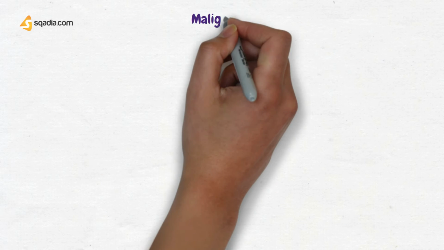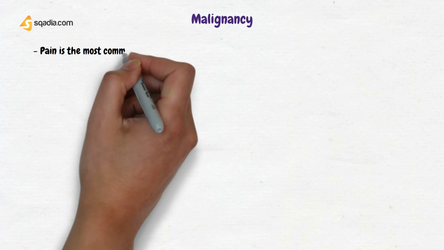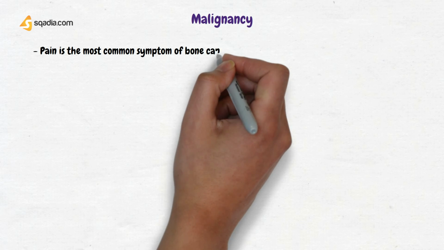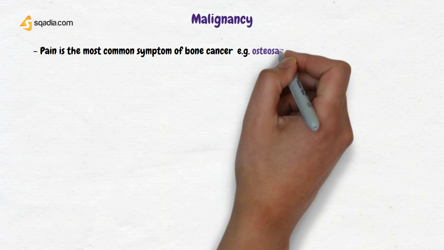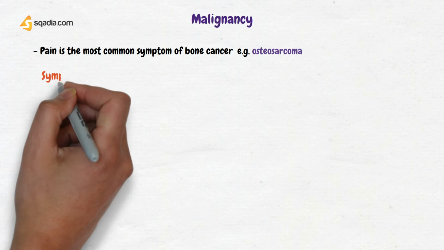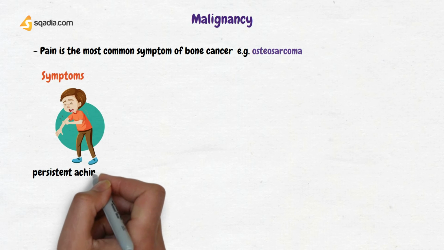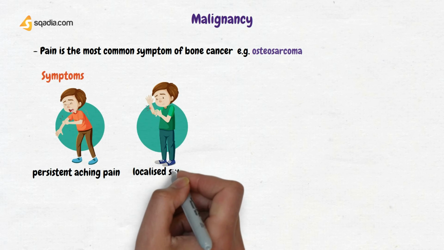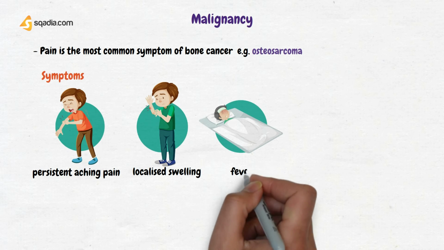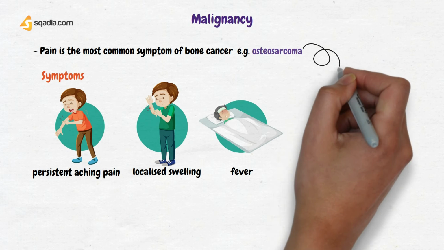Last on our list is malignancy. Pain is the most common symptom of bone cancer, such as osteosarcoma, which usually affects the knee. Symptoms include aching pain, localized swelling, and fever. Fractures also become more likely.